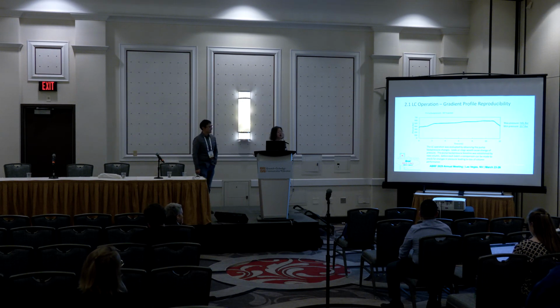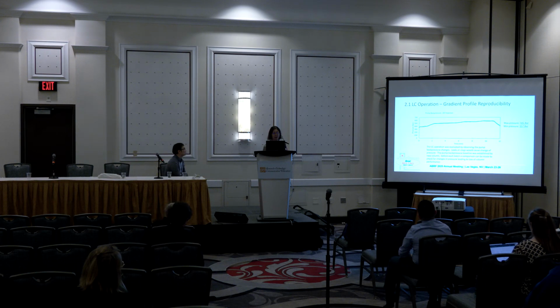Yes. So next, I will do LC operation evaluation, first by gradient profile reproducibility. How do we do the evaluation? We observe the pump back pressure change. If my column has any leakage or clog, it will cause the back pressure to change. So I use a brand new column to establish the baseline of the back pressure, then compare with the baseline. You can see the back pressure is relatively stable. The maximum pressure and minimum pressure are within the baseline. So my column will perform well.